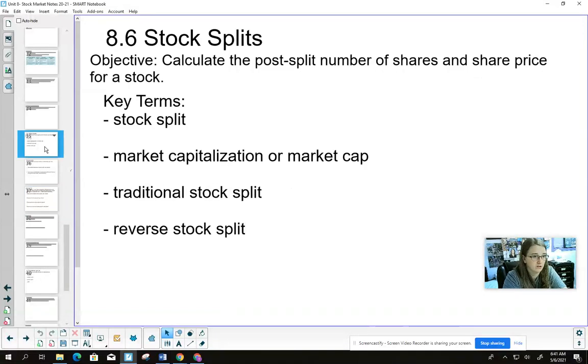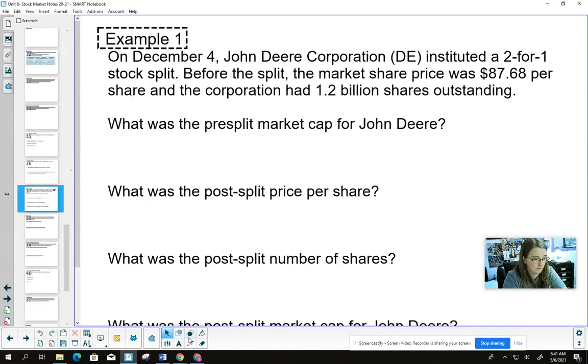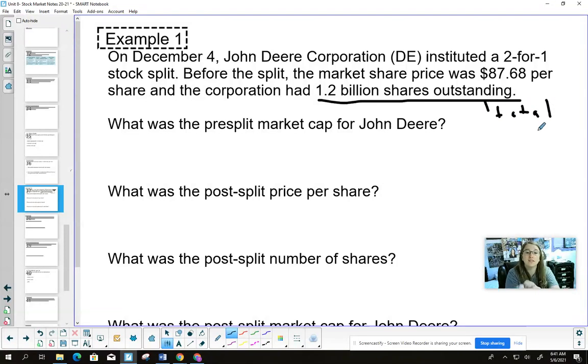So let's talk about some key terms here. I want to make sure I go over the vocab with you guys. So 1.2 billion shares outstanding, that means the total number of shares. So that is all of the slices of their company. They have 1.2 billion slices of their company. Yes, it's a lot of slices, yeah? Now, they are going to institute a split, which again is either going to create more slices or fewer slices.